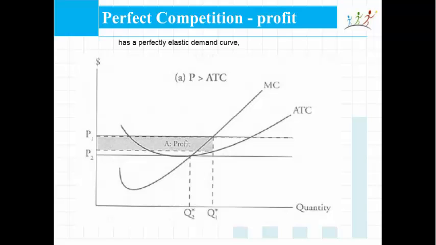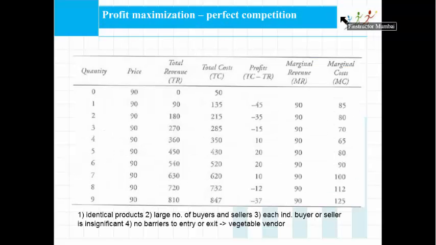Perfectly elastic demand curve means the elasticity is infinite. Please watch the previous video if you've forgotten what elasticity means. It is the percentage change in the quantity demanded for a 1% change in price. So if the price increases by 1%, this is the demand curve. The y-axis is the price per unit. The x-axis is the quantity. If the price is increased, demand will become 0. Price is decreased, demand will become infinite.